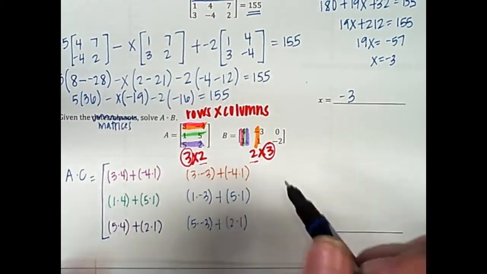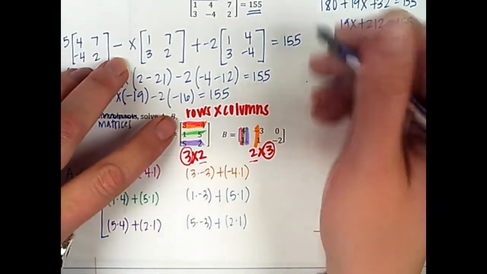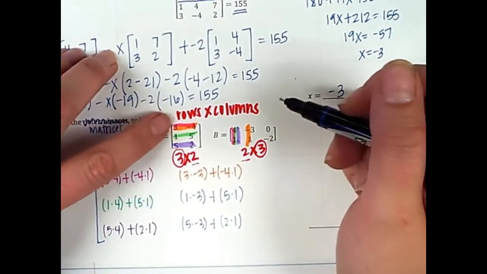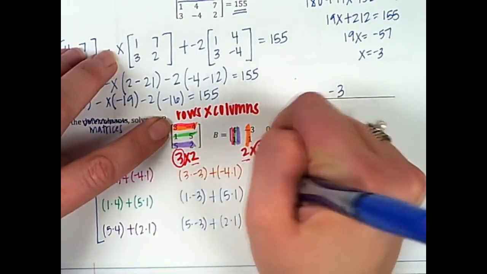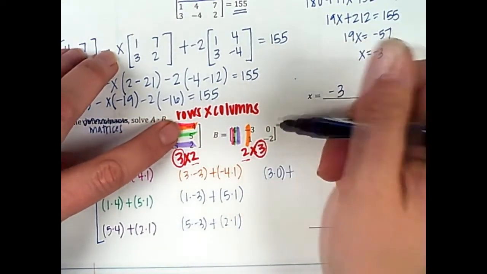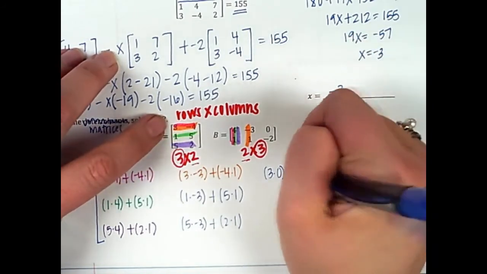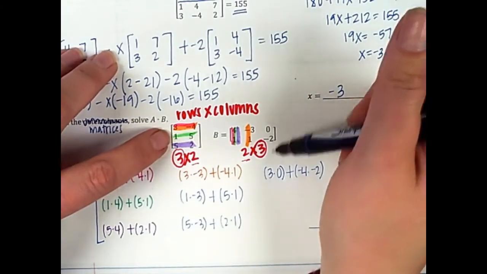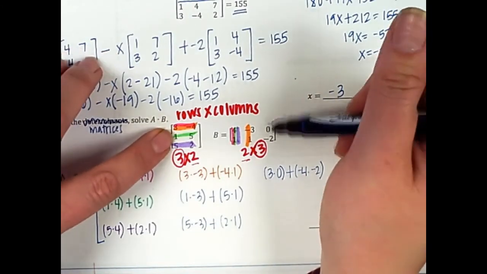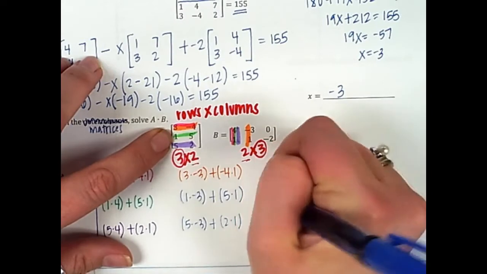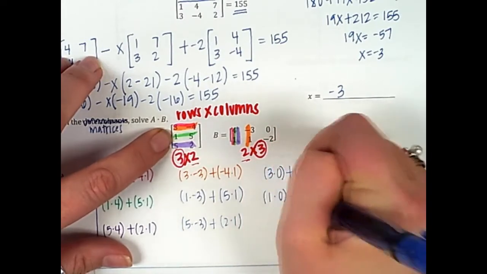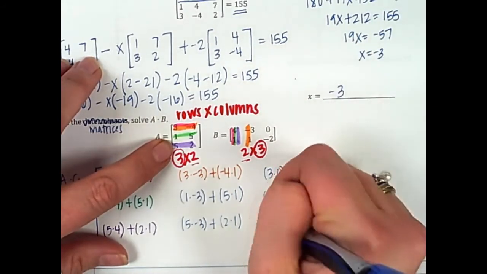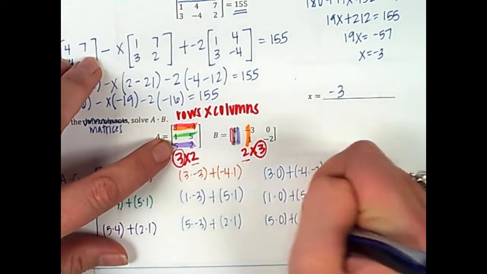Okay, so now that I've got that column, I can move over a column, so that means I'm going to be in my last column. So I multiply 3 times 0 plus negative 4 times negative 2. I move down a row, I stay in the third column. So 1 times 0 plus 5 times negative 2, and then 5 times 0 plus 2 times negative 2.